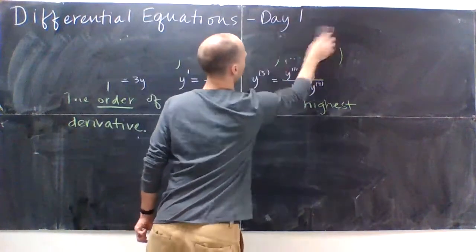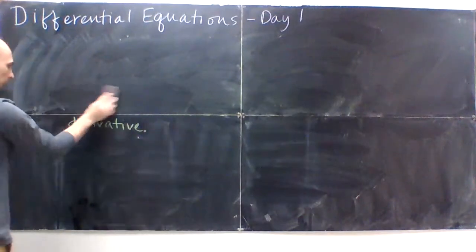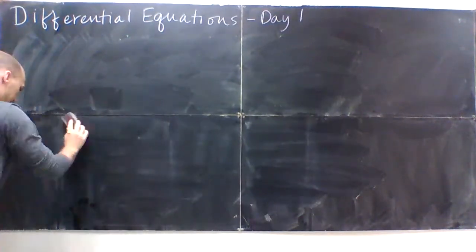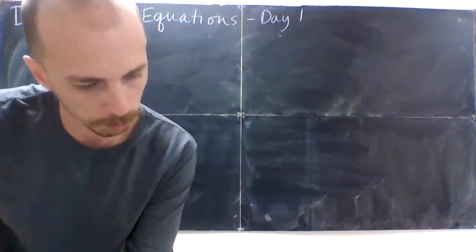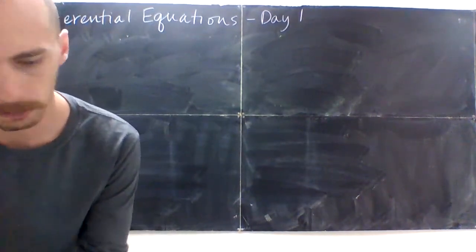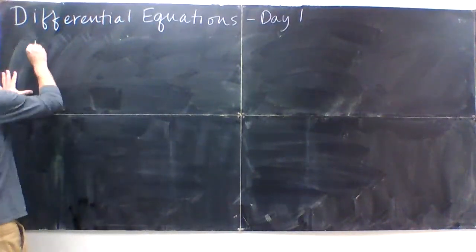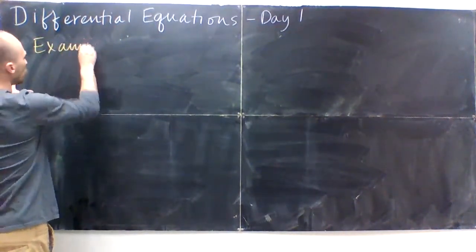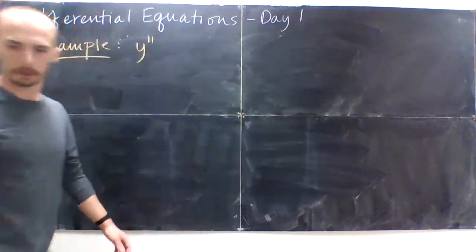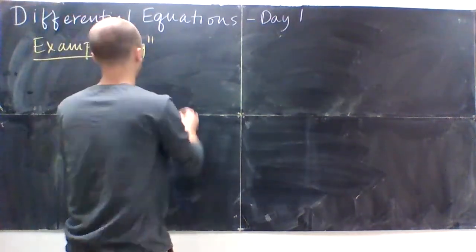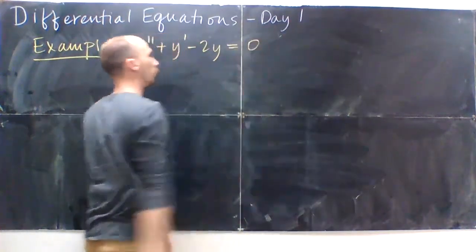So the differential equation I'm interested in talking to you about is going to be something like y double prime plus y prime minus 2y equals 0. Write that down. y double prime plus y prime minus 2y equals 0.